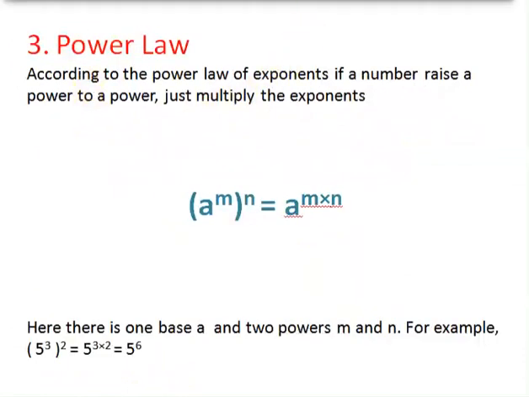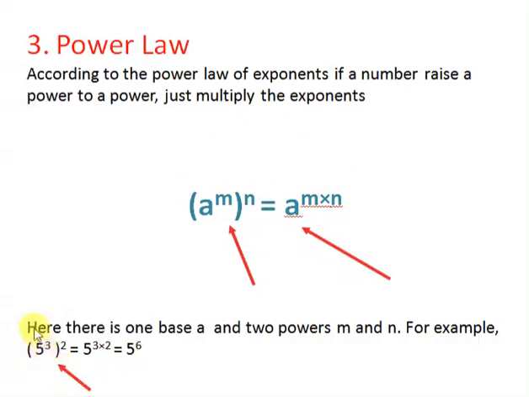The next law is also called the power law. According to the power law of exponents, if a number raised to a power is raised to a power, just multiply the exponents. See here, a to the power m and whole to the power n. So as per this law, we have to just multiply the powers, that is a to the power m into n. See the example. Here 5 to the power 3 and whole raised to the power 2. So what we will do, we will just multiply these powers, that is 3 into 2. So ultimately the answer will be 5 to the power 6.